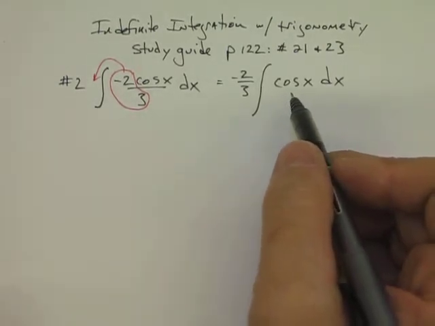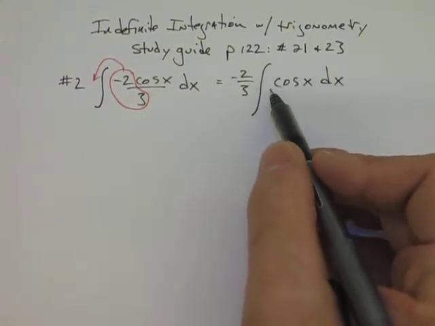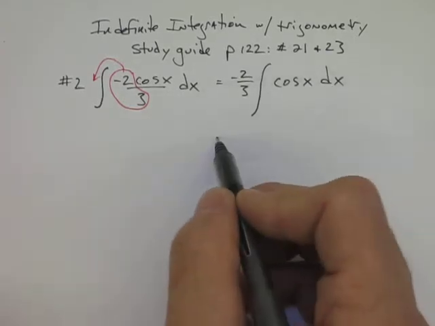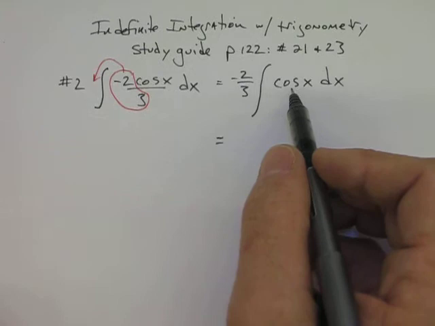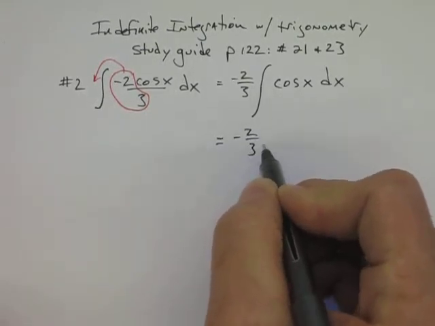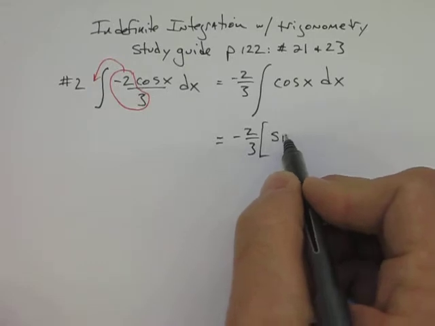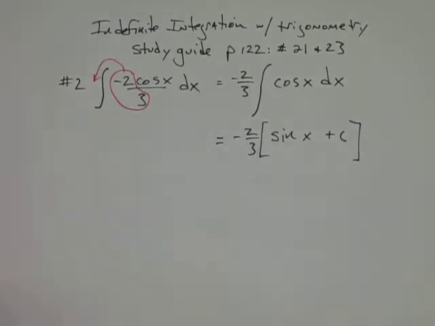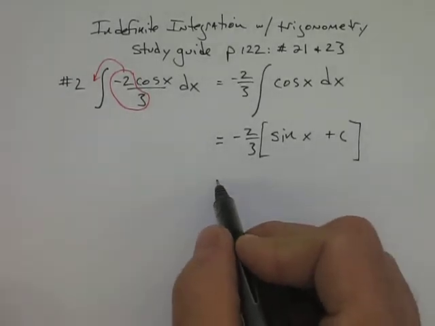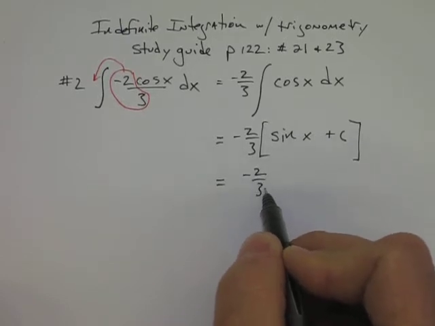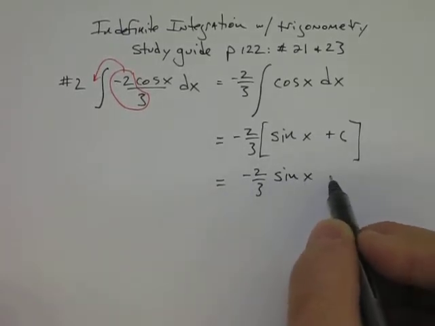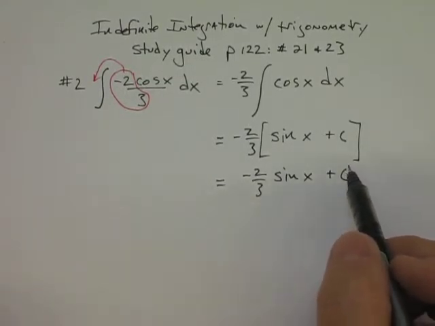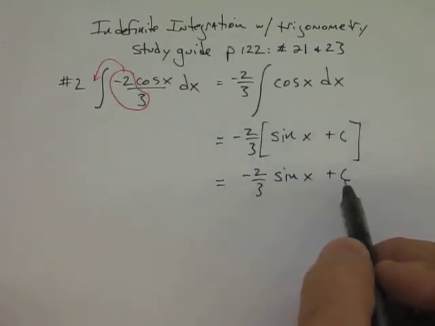Okay, and so now what we need to do is simply to find the antiderivative of cosine x. With the antiderivative, what we're looking for is the function whose derivative is cosine. That would be the antiderivative. And of course, the derivative of sine is cosine, and so the antiderivative of cosine is sine x plus a constant. Don't forget the constant. And so we can clean this up a little bit and we get -2 over 3 sine x plus a constant.